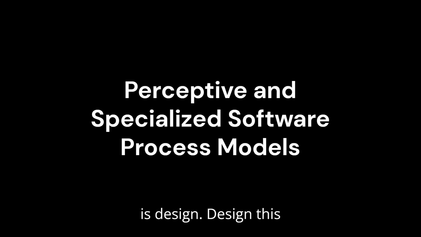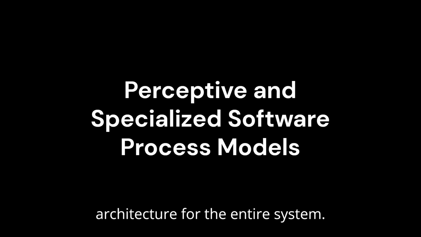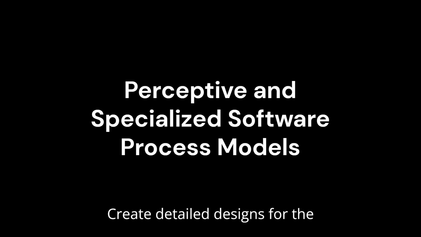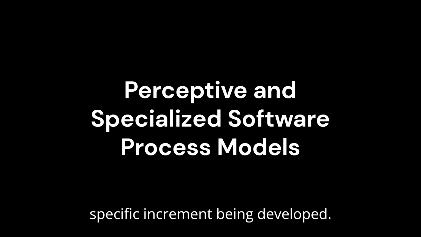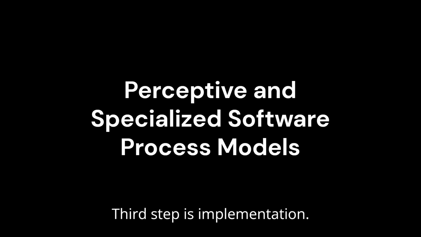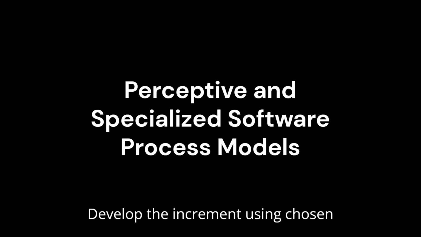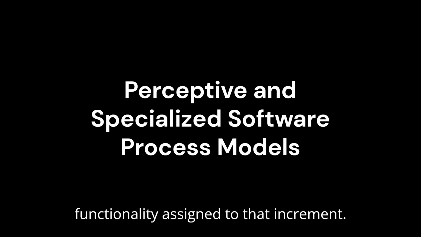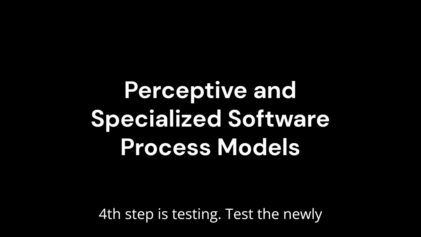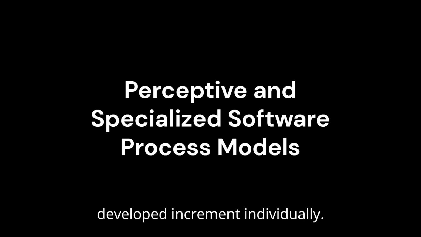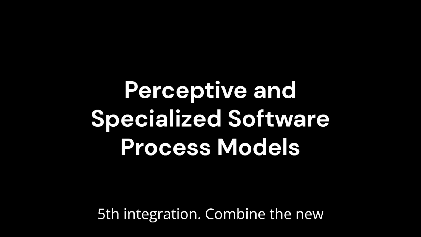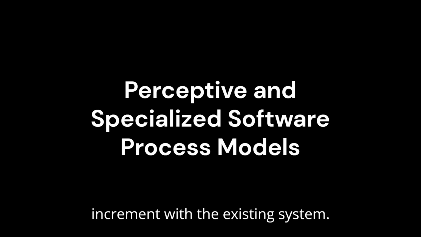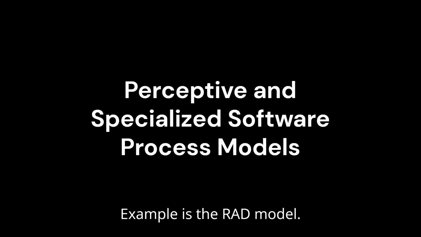Second step is design. Design the architecture for the entire system. Create detailed designs for the specific increment being developed. Third step is implementation. Develop the increment using chosen programming tools. Focus only on the functionality assigned to that increment. Fourth step is testing. Test the newly developed increment individually. Fifth, integration. Combine the new increment with the existing system. Example is the RAD model.